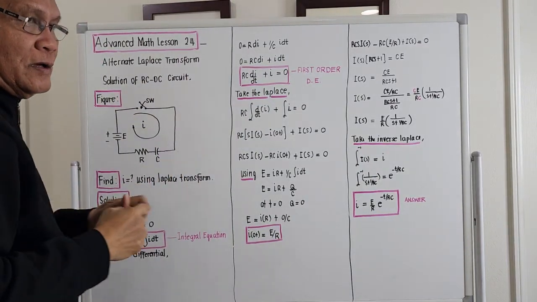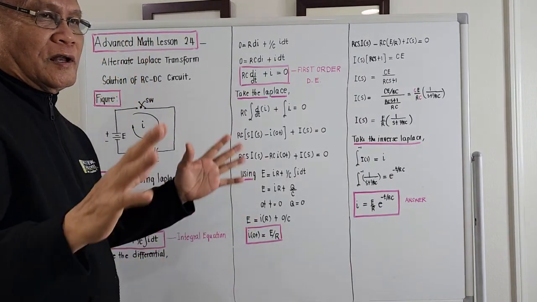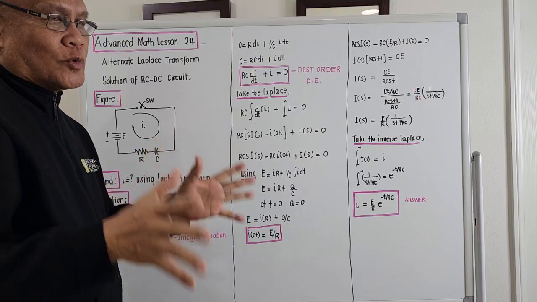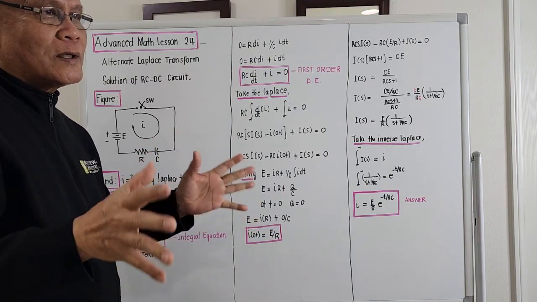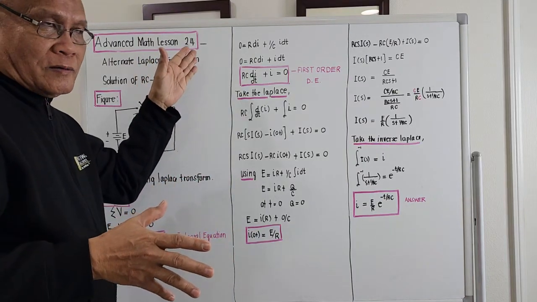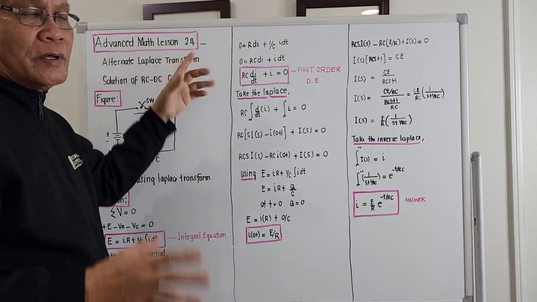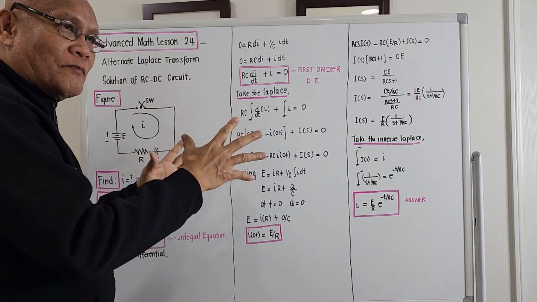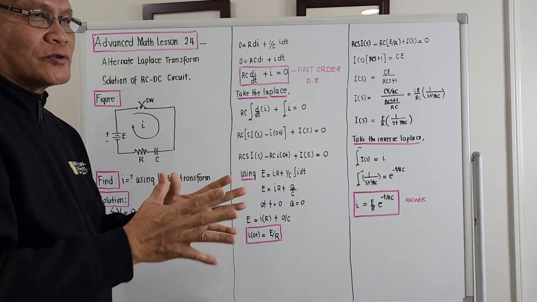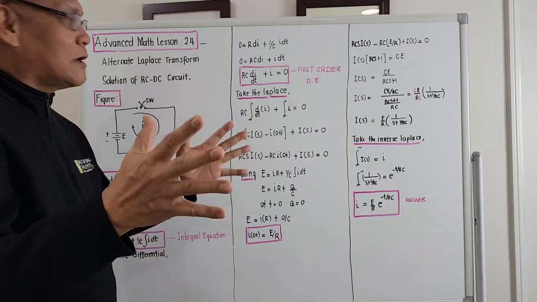This is similar to the last topic, advanced math lesson 23, but this will be an alternate solution. I want to show you an alternate solution on advanced math 23, so I mark this as 24. It's the same problem, but I will be presenting another alternate solution so you can see the difference of the two solutions. Okay, let's proceed.